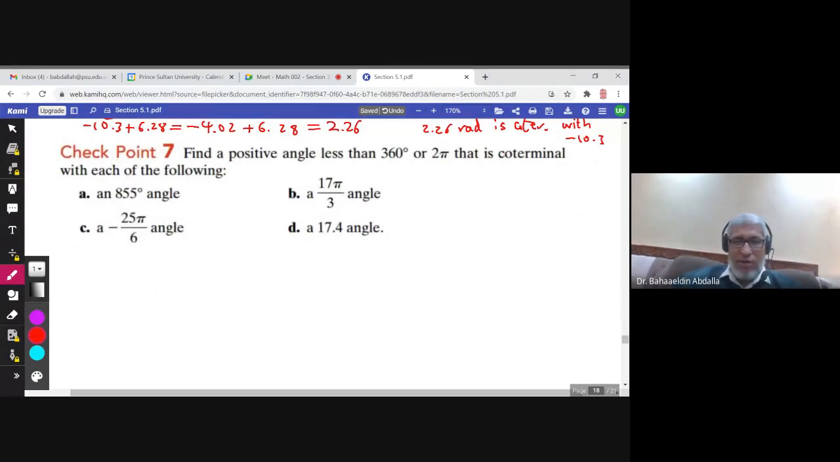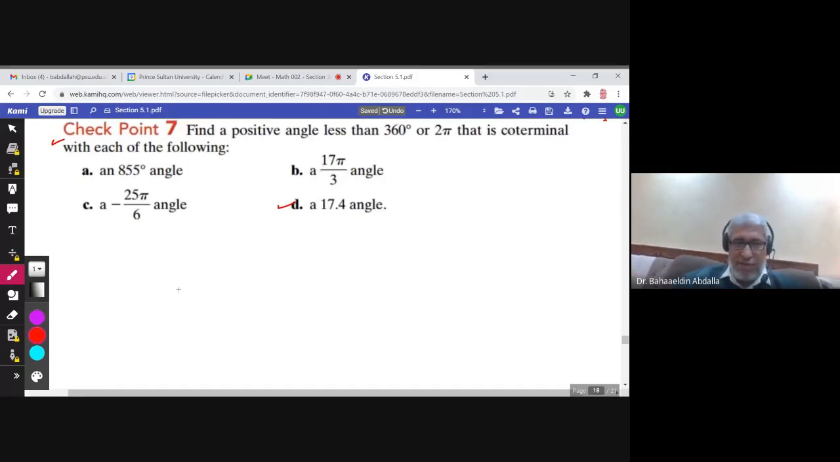Okay, let me solve some of these exercises. I leave these for you, but I will solve this one: 17.4 angles. I will take part D. Please try A, B, C. I think they are easy by yourself. This is 17.4 without pi.